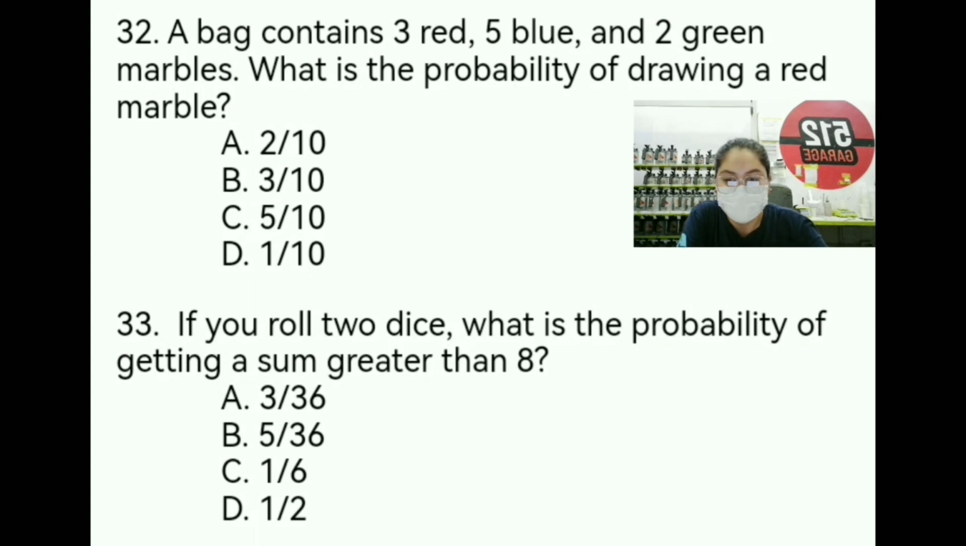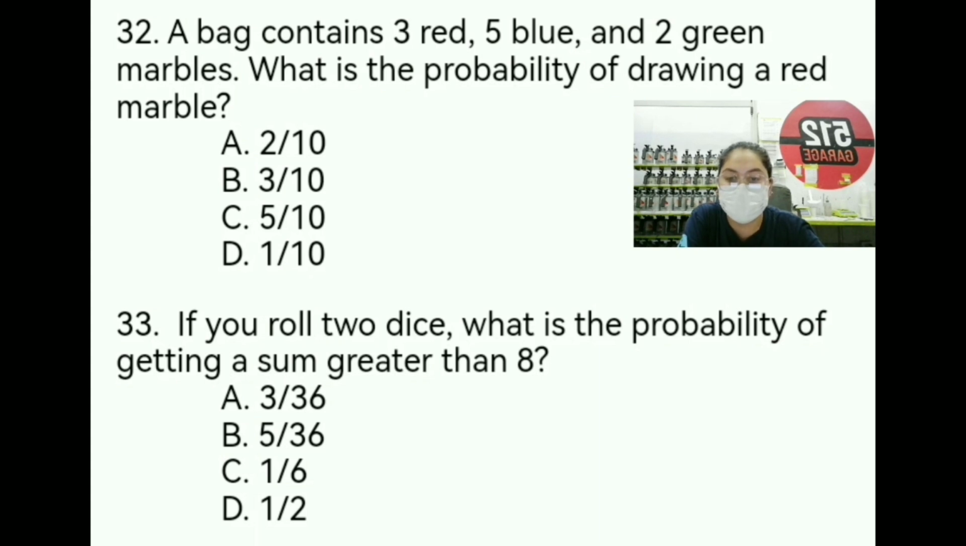Okay. So to solve the problem of finding the probability of getting a sum greater than 8 when rolling 2 dice, we will follow some steps. For step 1, total possible outcomes. When rolling 2 dice, each die has 6 faces, so the total possible outcomes are 6 times 6 equals 36. For step 2, favorable outcomes.